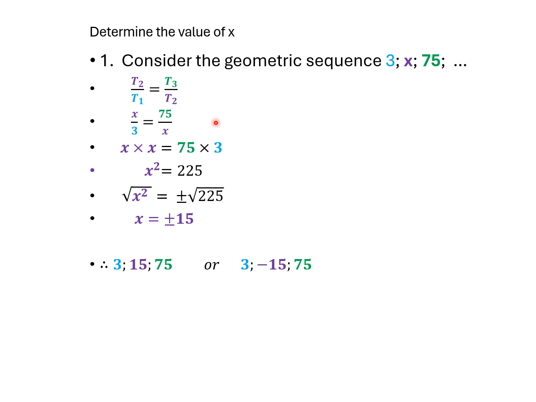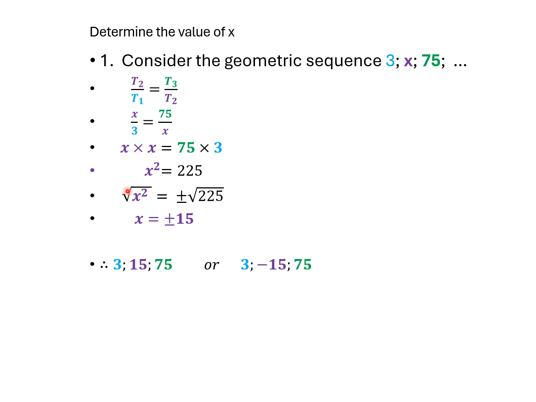Term 3 is 75. Term 2 is x. So I have x over 3 equals 75 over x. From there, we're going to cross multiply. So x times x equals 75 times 3. Right? X times x gives me x squared. 75 times 3 gives me 225.